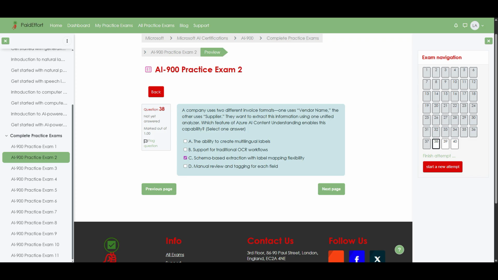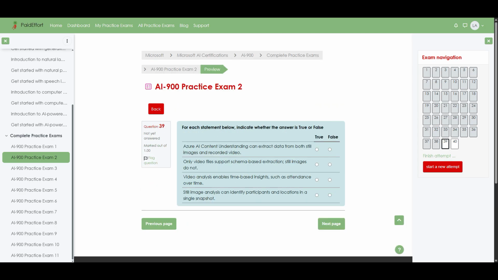Moving on, traditional OCR simply reads text as it appears visually, but it doesn't understand context or relationships between different labels and data fields. So while it's foundational, it's not sufficient for this task. Finally, manual review and tagging is a fallback method that requires human input, which schema-based extraction is designed to reduce or eliminate altogether. So in summary, the power of schema-based extraction lies in its ability to flexibly match data fields across formats, making it the best fit for companies dealing with document variation.